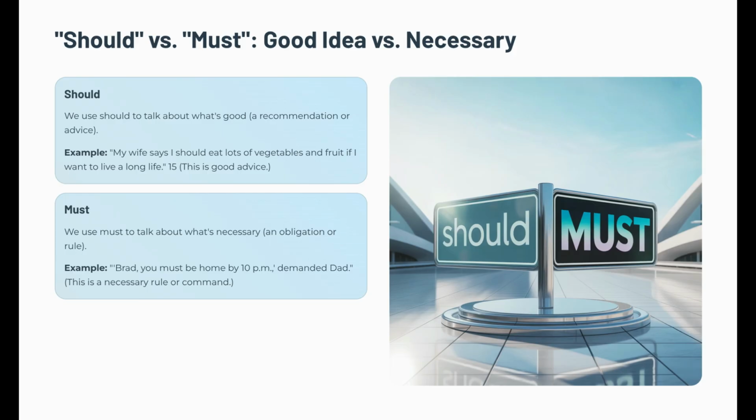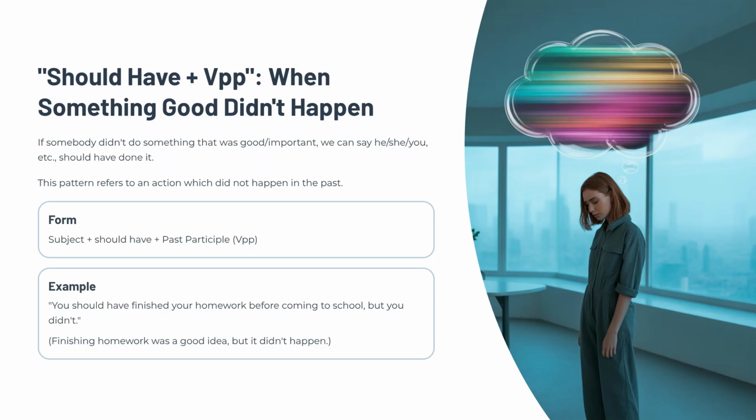But we use must to talk about what's necessary. This is more like an obligation or a rule. For instance, Brad, you must be home by 10 p.m., demanded Dad. That's a necessary rule or a command.